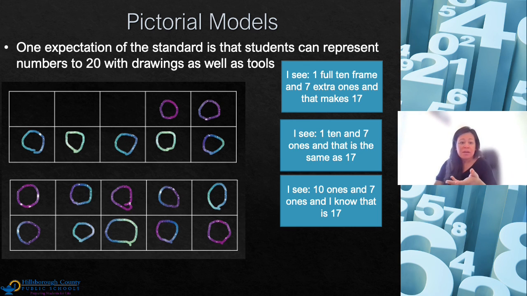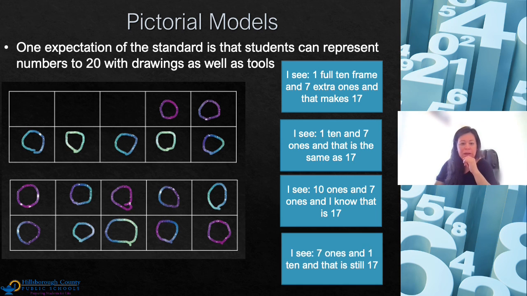By flipping the 10 frames upside down, with the bottom one originally being the leftovers, that guides students to be able to see it in a different way. And so then I see 7 ones and 1 ten, and that's still 17. So making sure we're hearing all 4 of those different ways from our students. If students don't come up with that at first on their own, it is okay.